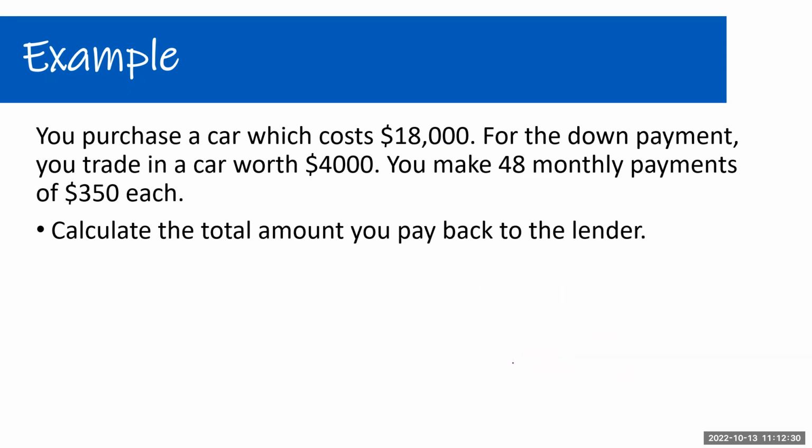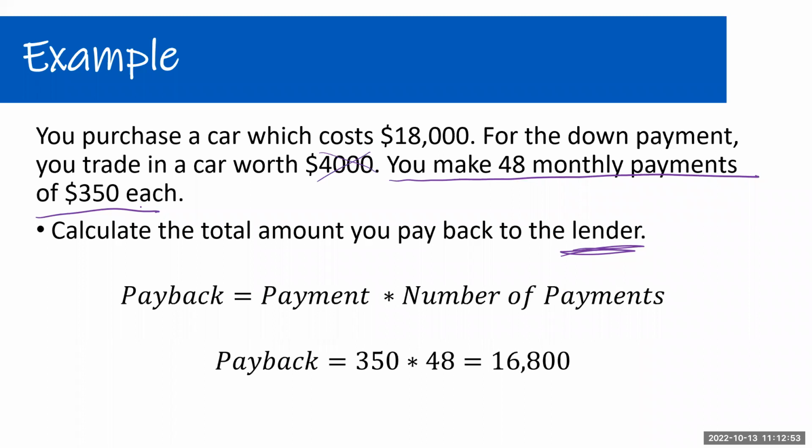What about the total amount that you're going to pay back to the lender? Okay, so the total amount that you're going to pay back to the lender, you have the monthly payment information here, okay? So how much are you going to pay? Don't count that $4,000 here. You only need to count that you are paying that lender 48 payments of $350. That is going to total up to be $16,800, okay? So you're paying back to the lender $16,800.